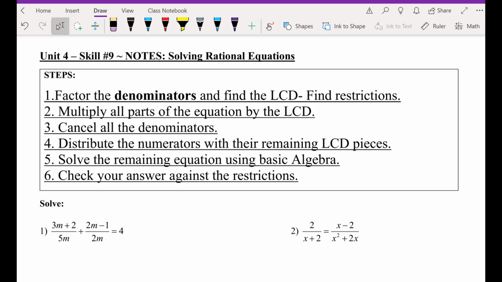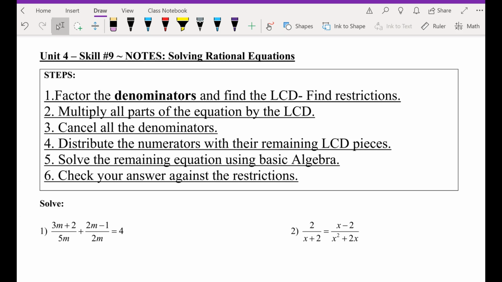Hey guys, okay, so this is Unit 4, our last skill in Unit 4, solving rational equations. So why don't you pause for a minute and copy down steps 1 to 6, so that way we don't have to waste a lot of time on the recording, okay? Just hit pause and then copy it down. And then once you're done, I'm going to use all 6 steps.